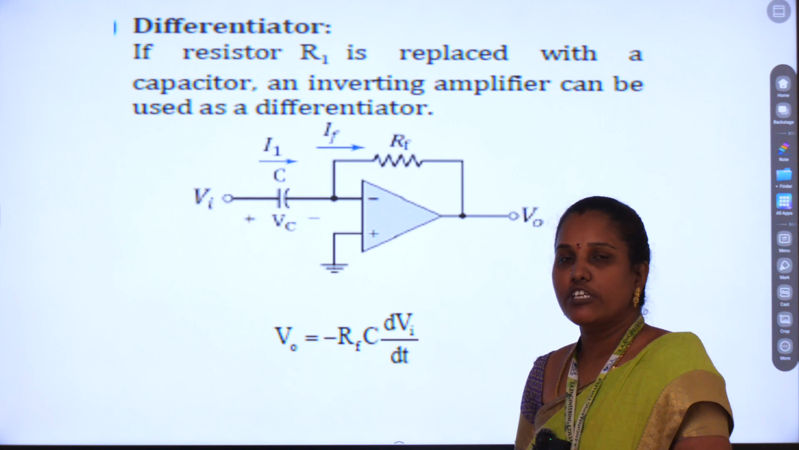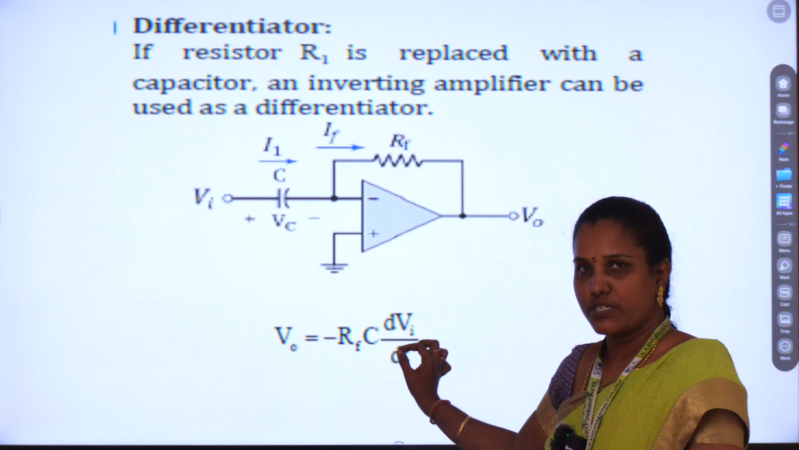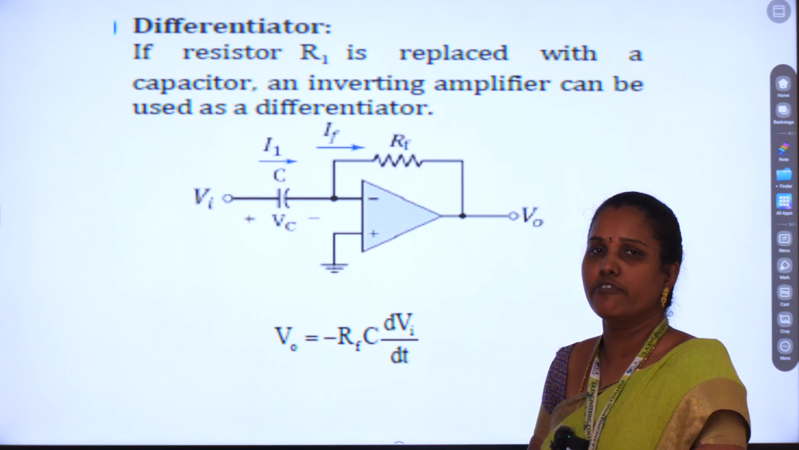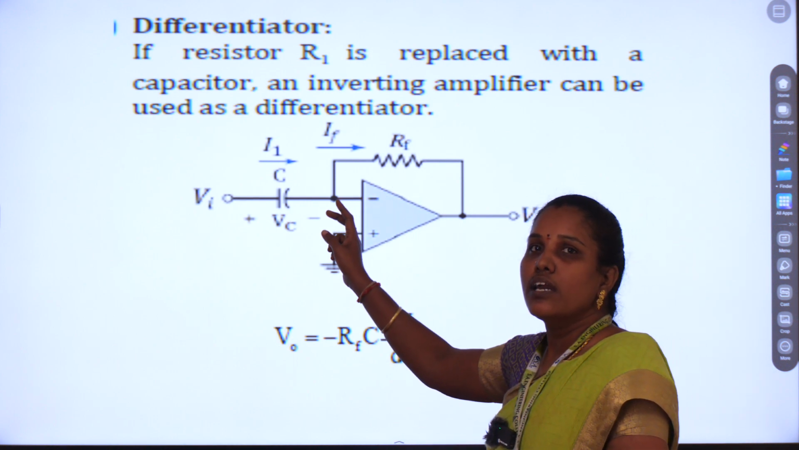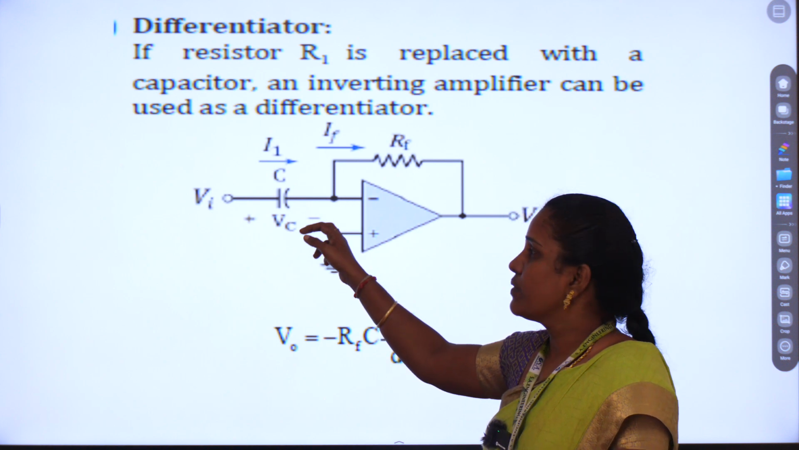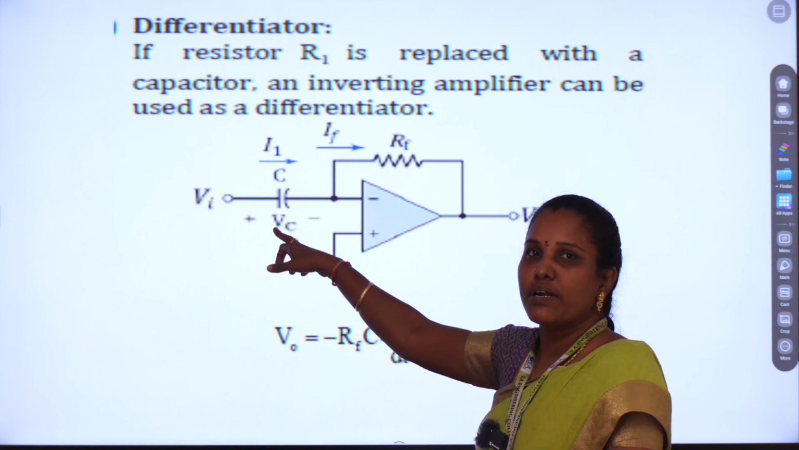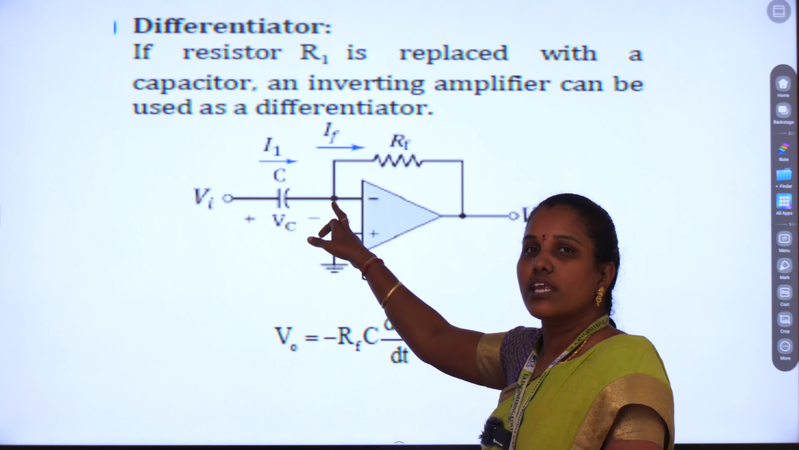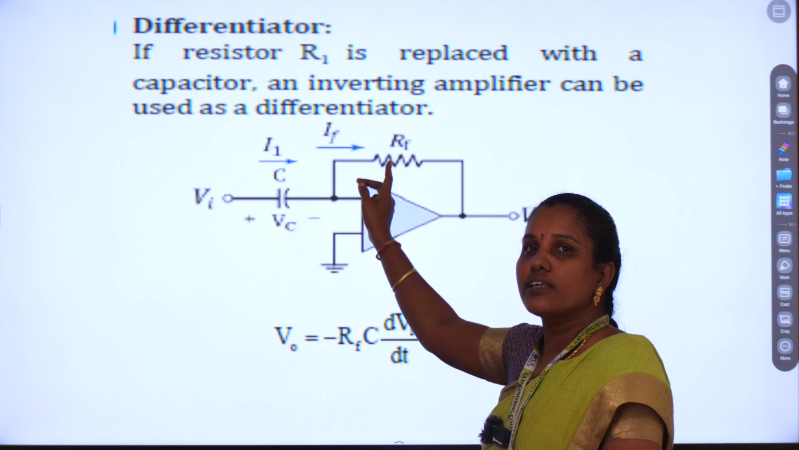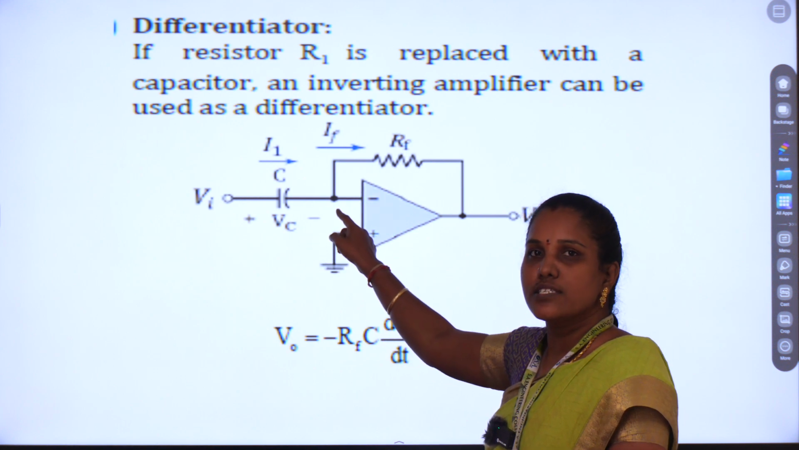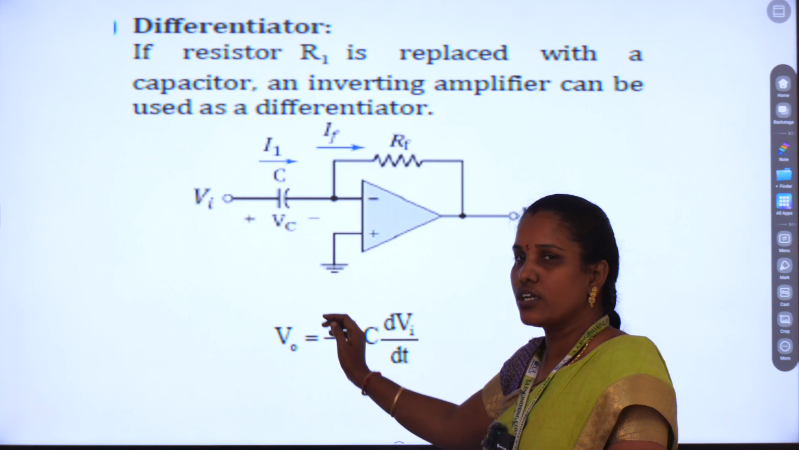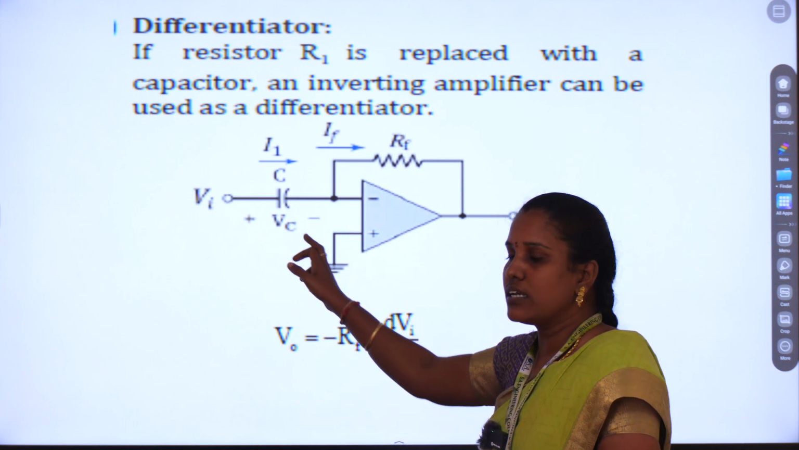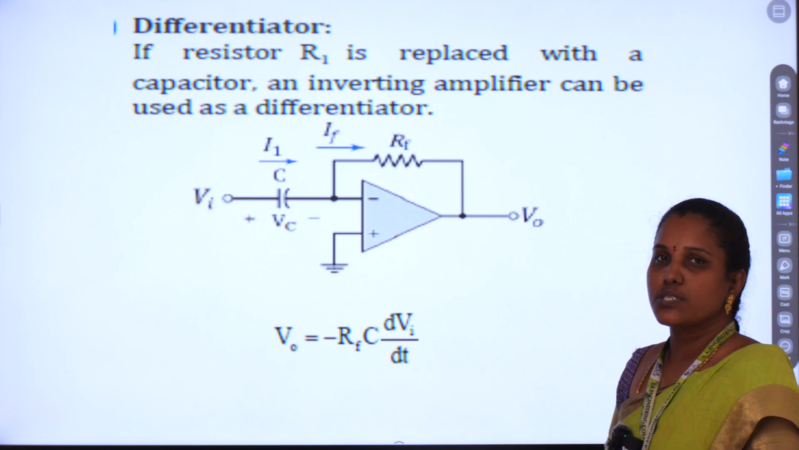Similarly, we can go for the differentiator. In a differentiator, your operational amplifier gives an output directly proportional to the differentiation of the input voltage. It behaves like a high pass filter also. On the input side you connect the capacitor, and on the feedback side you connect the resistor. Similarly, in the ideal case both currents are the same and this voltage is 0. After derivation you get the final equation: minus Rf into C times the differentiation of the input voltage with respect to time t.